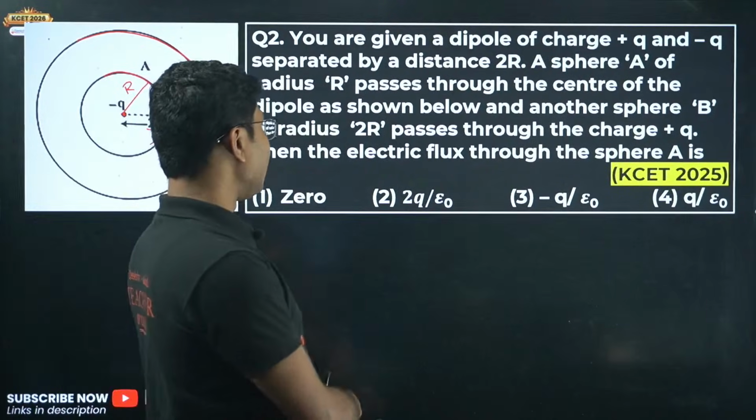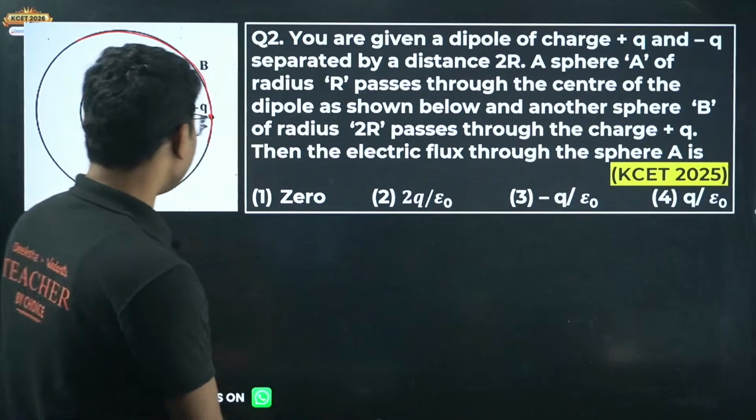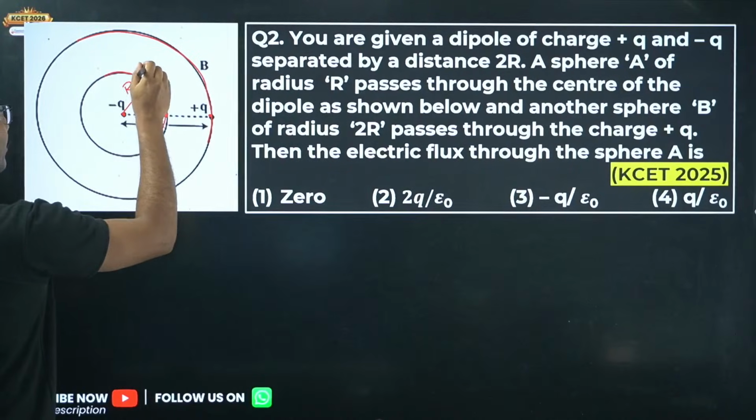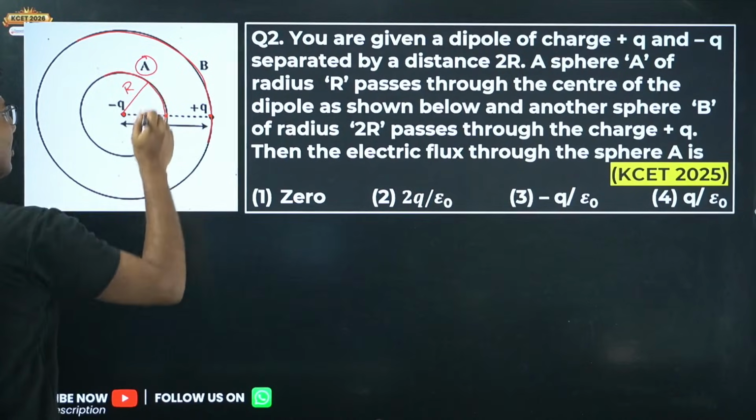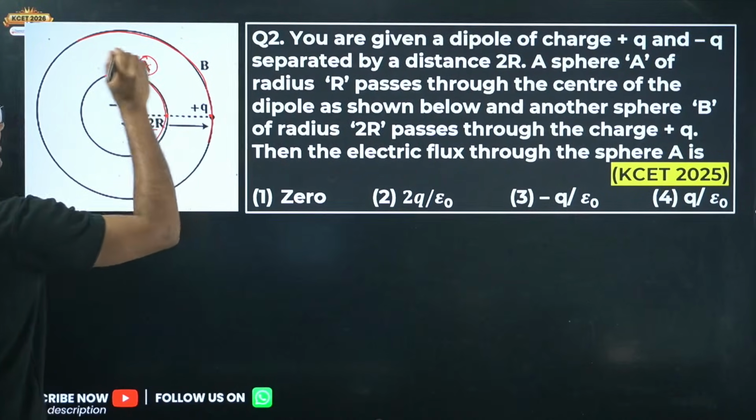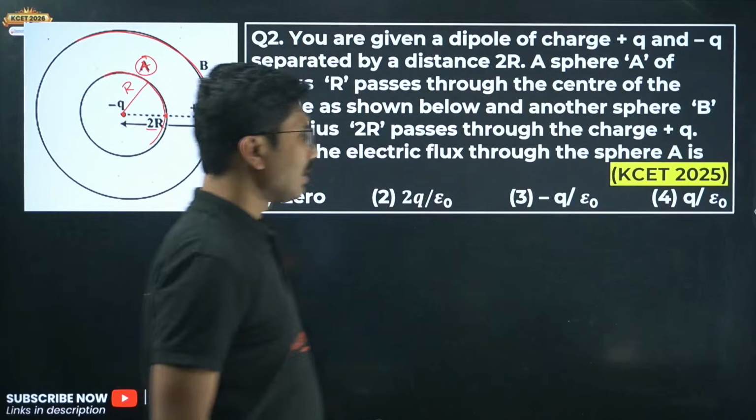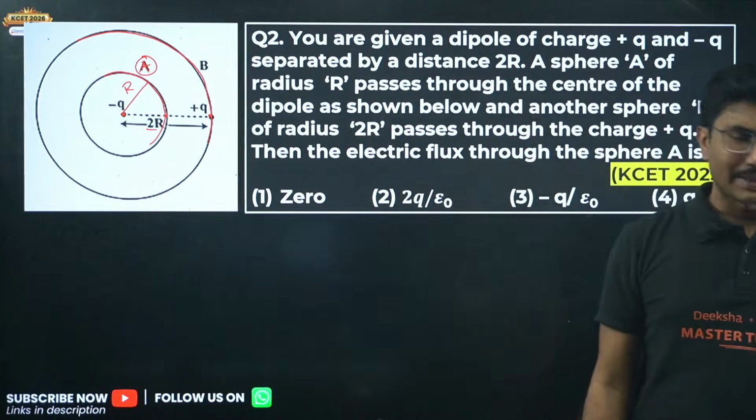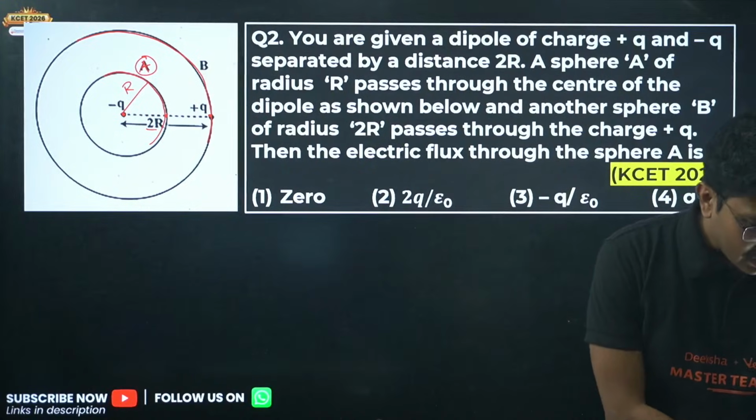Then what is the electric flux through sphere A? Very silly question but solvable. Just to confuse you, some information is given.